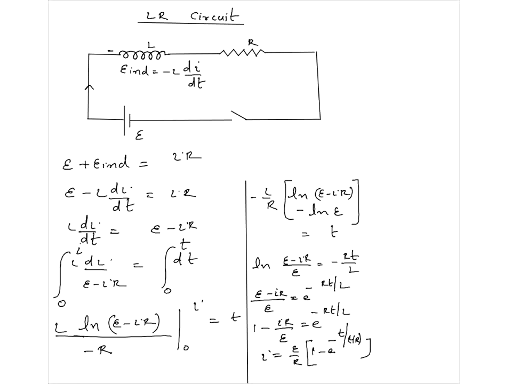But then the inductor eventually behaves as a straight wire. At steady state, an ideal inductor and a straight wire, no difference. So current eventually will become E by R, but it will become so after some time, because the inductor does not like instantaneous change in current. It delays the process and E by R is established after some time.